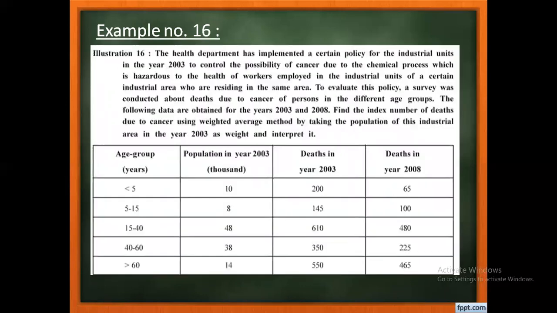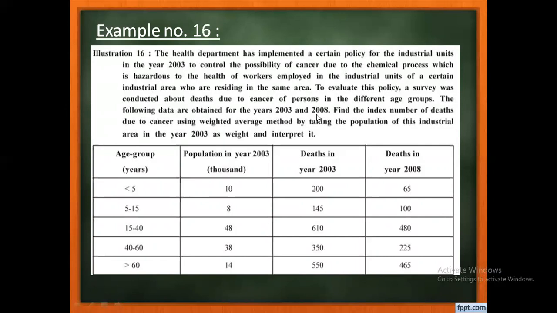And the last sum, illustration number 60. The health department has implemented a certain policy for the industrial units in the year 2003 to control the possibility of cancer due to chemical process which is hazardous to the health of workers employed in the industrial units of a certain industrial area who are residing in the same area. To evaluate this policy, a survey was conducted about death due to cancer of persons in the different age groups. And the following data are obtained for the years 2003 and 2008.